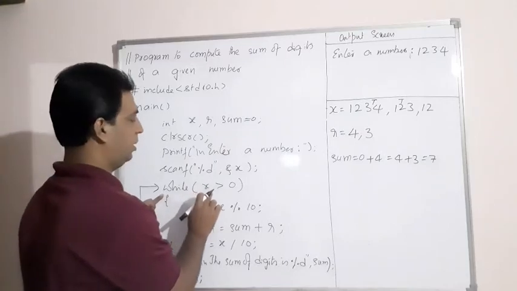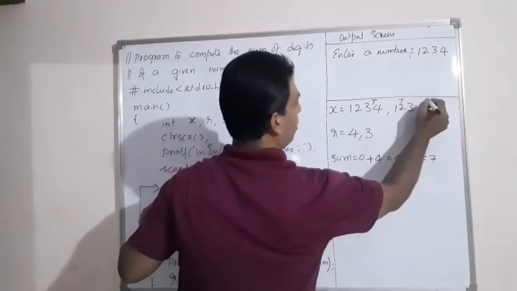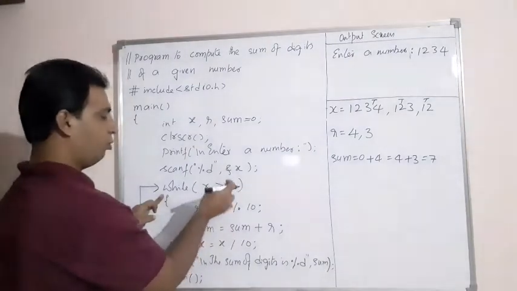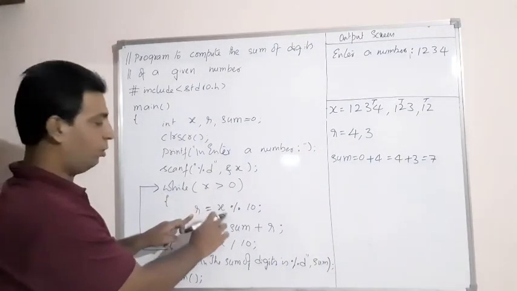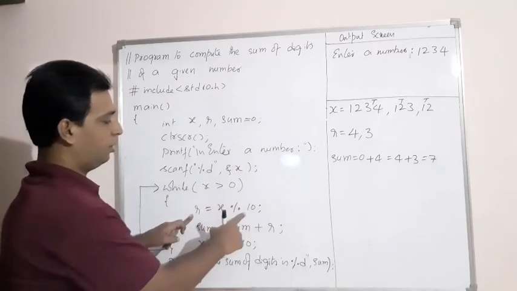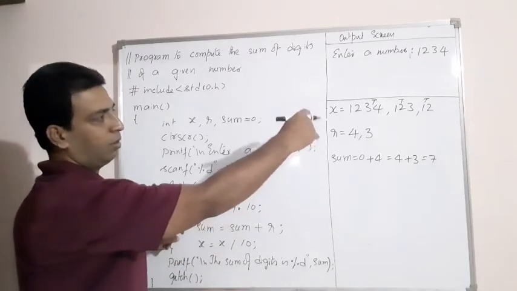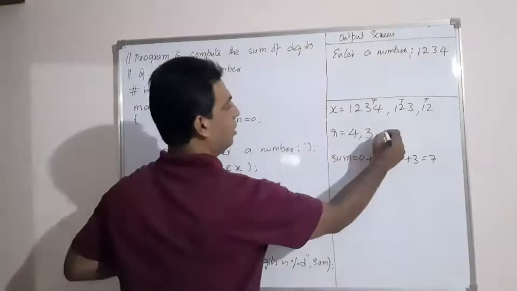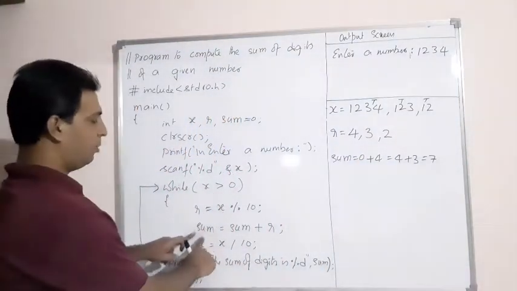What is the condition? Is X greater than 0? What is X? 12. Is 12 greater than 0? True. Enter the block. R is equal to X percentage 10. What is X value of 12? Percentage 10 will give you 2 as the remainder, that is stored in R.